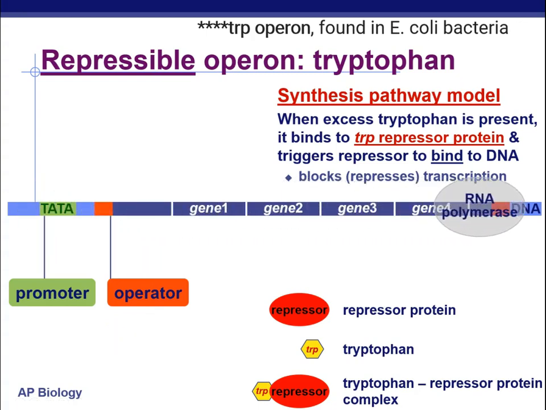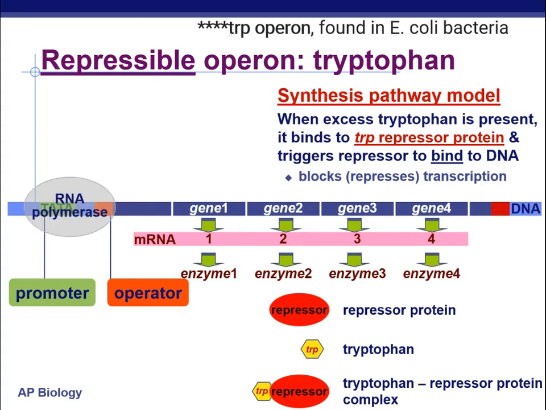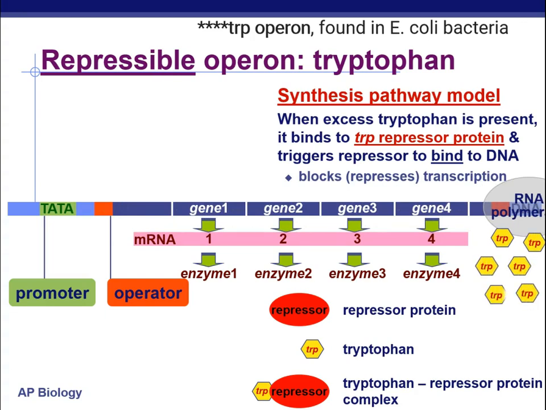Take a look at this again. There goes our RNA polymerase. Again, we're making mRNA transcripts. Those will go to the ribosome and will assemble those amino acids into the proper enzymes in order to make tryptophan. Oh, plenty of tryptophan being made. TRP means tryptophan. All right, so we've got plenty of tryptophan in the environment.